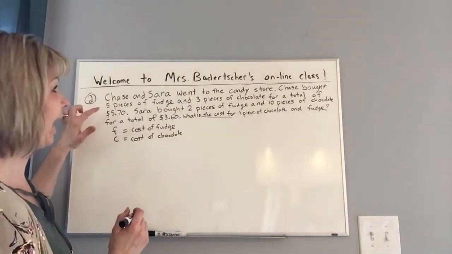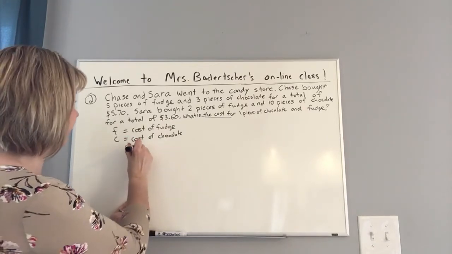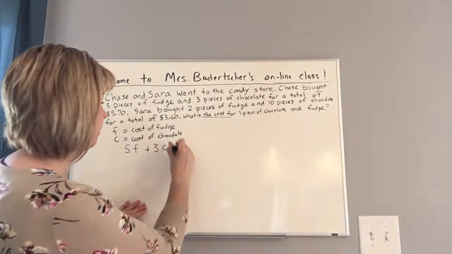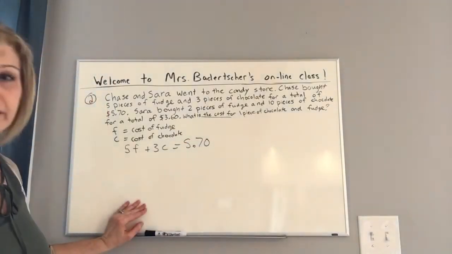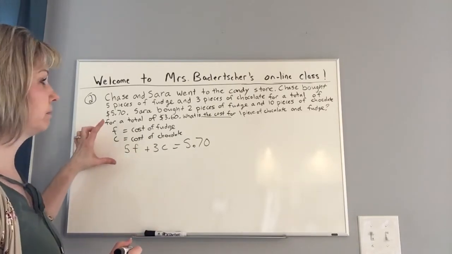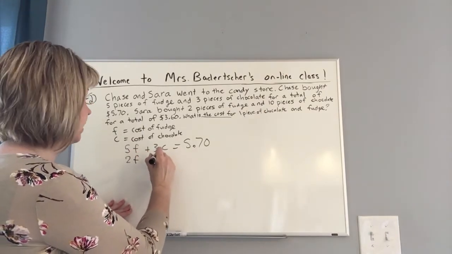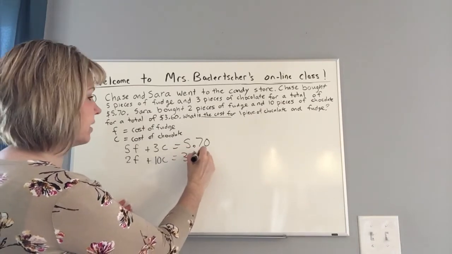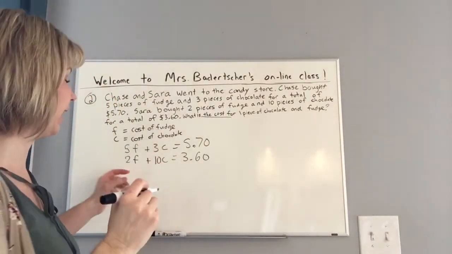So here we go. We have Chase. What did Chase do? He bought 5 pieces of fudge, so 5F, and 3 pieces of chocolate, so 3C, for a total of $5.70. So we'll go 5.70. And our answer we'll put in dollars, but for the word problem you do not have to. And Sarah bought 2 pieces of fudge, so 2F plus 10C equals $3.60. So again, I would probably circle the information in the problem and then write it out.